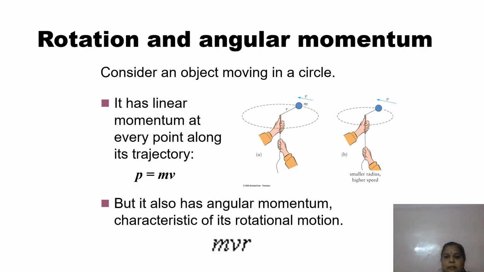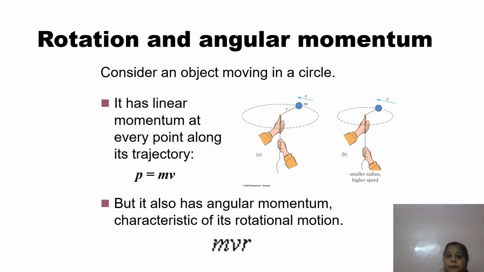To start with a simple example, we consider an object which is moving in a circle with the help of a rope. A man is circling a particle of mass m at radius r, and with the help of the rope he is able to rotate the mass in a circular pathway. This mass is moving with velocity v. So what will be its linear momentum? Obviously, the linear momentum is nothing but m into v.